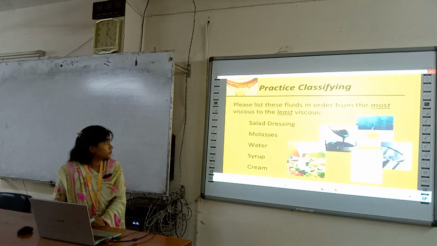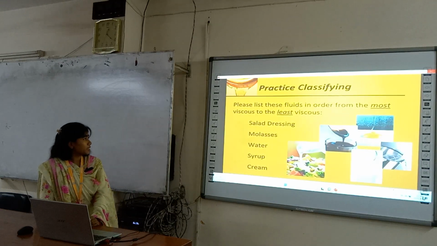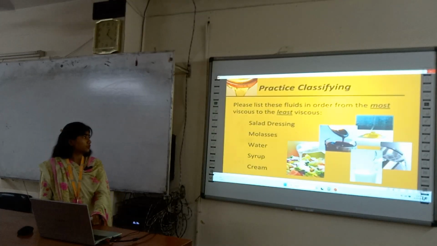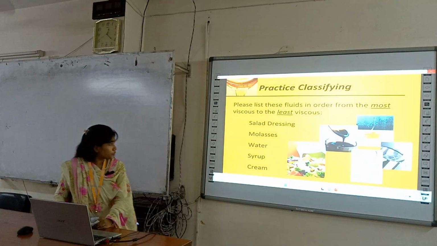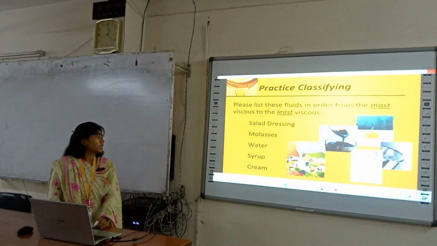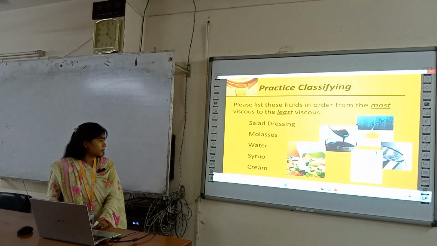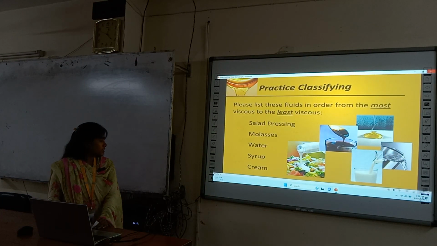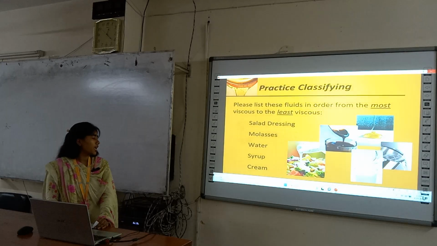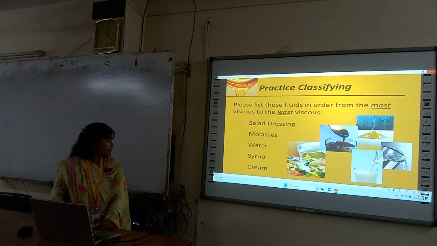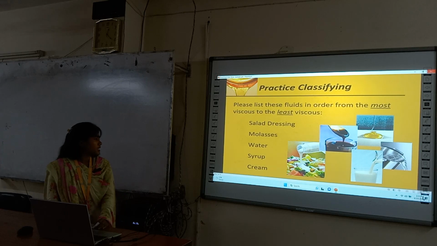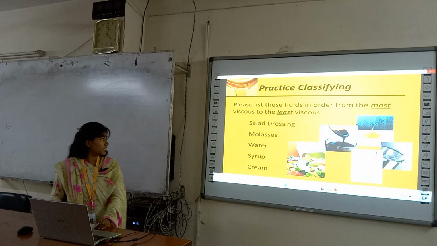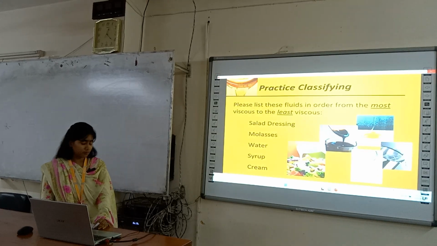The next slide. Practice classifying. Please list these fluids in order from the most viscous to the least viscous. Here we see salad dressing, molasses, water, syrup, cream. In this group, molasses has the highest viscosity, then syrup, and then salad dressing, cream, and the least viscous is water.